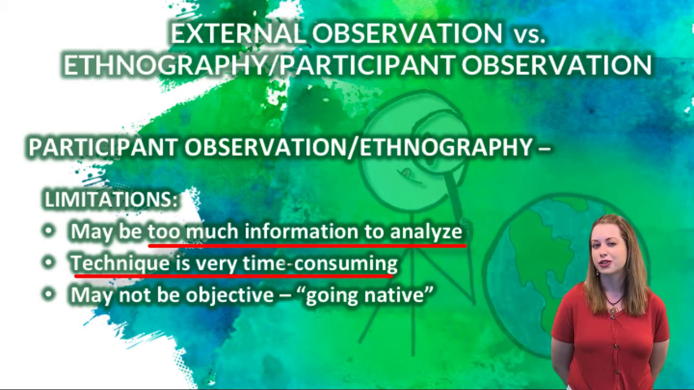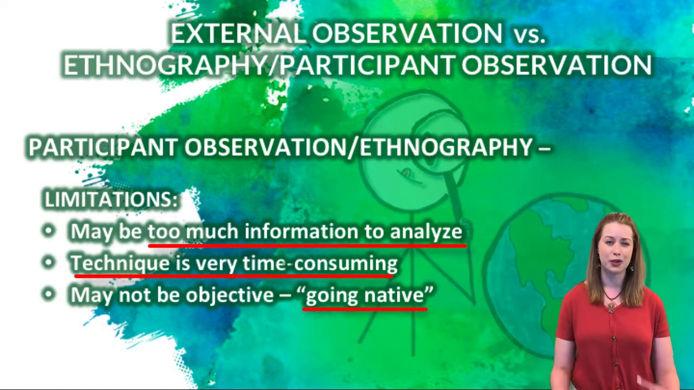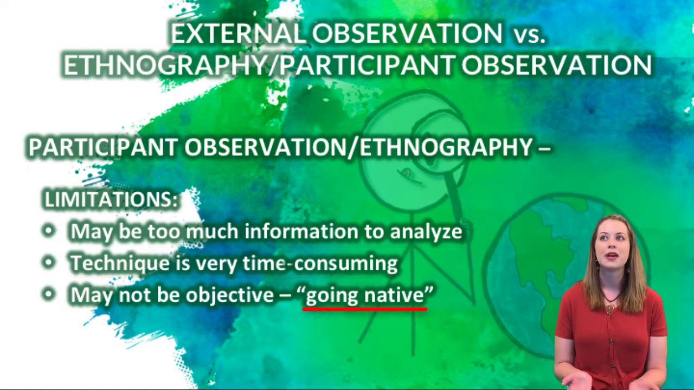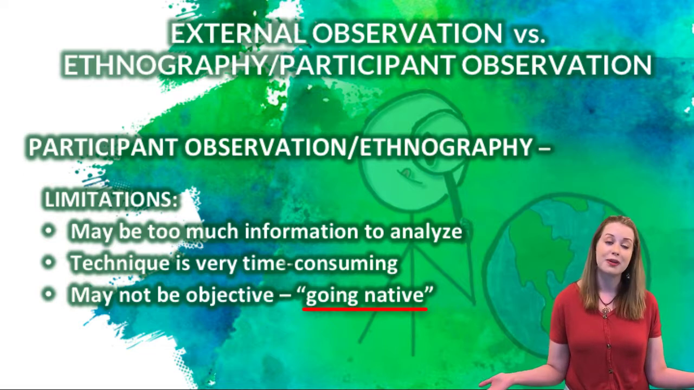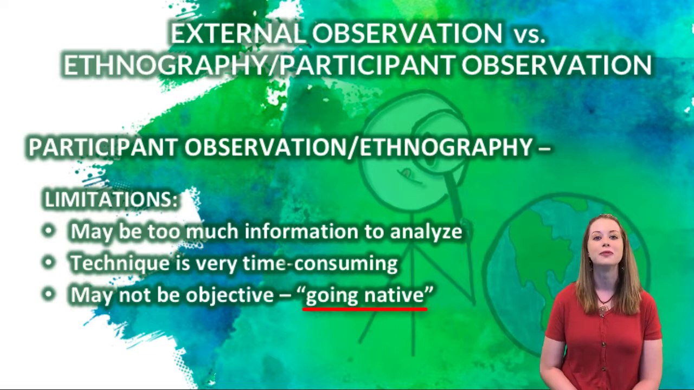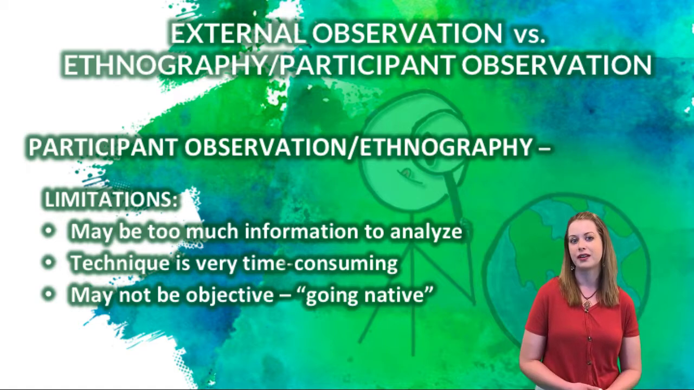There's also a term called going native that sometimes happens to ethnographers or participant observation researchers, where you become so immersed in the group that you lose your sense of objective research. For example, you might fall in love with a research participant, because you are human after all, right? Sociologists are people. And then of course you can see how that may cause ethical issues when trying to look at it objectively.